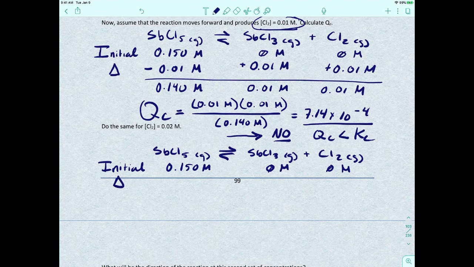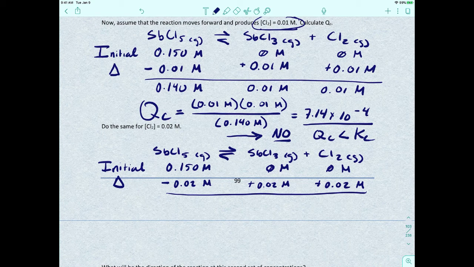Okay, so the change, if Cl2 is going to go up 0.02 molar, that means the concentration of SbCl3 must also be going up by 0.02 molar, and the concentration of SbCl5 must be going down by 0.02 molar. So that way, if we subtract and add, the concentration of SbCl5 should be 0.130 molar, the concentration of SbCl3 should be 0.02 molar, and the concentration of Cl2 should also be 0.02 molar.